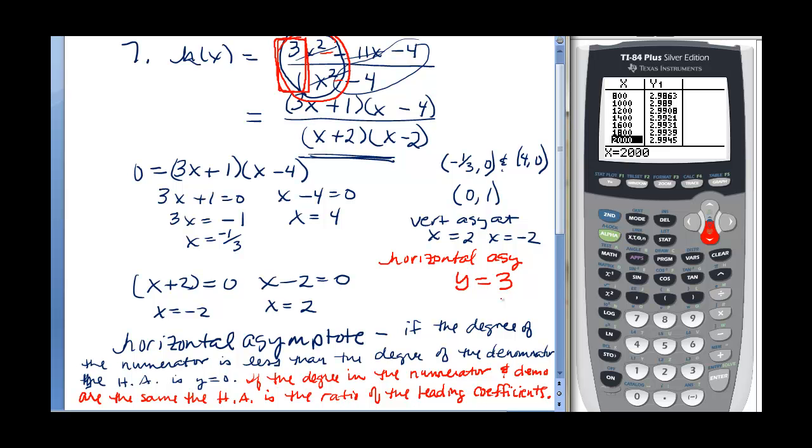Okay, so for the videos that you've been given, hopefully you will be able to go through and determine how to find the x-intercepts, how to find the y-intercepts, how to find the vertical asymptotes, how to find the horizontal asymptotes, and how to determine if there's a hole in the graph. Kind of a lot to do for these rational functions, but if you get a little practice, you'll do just fine.